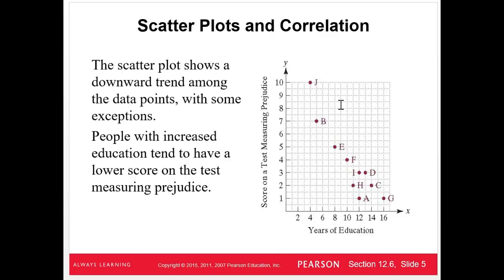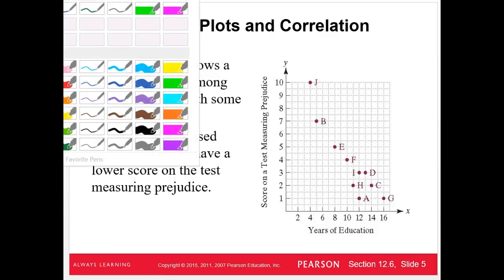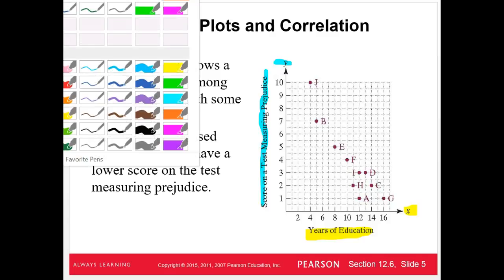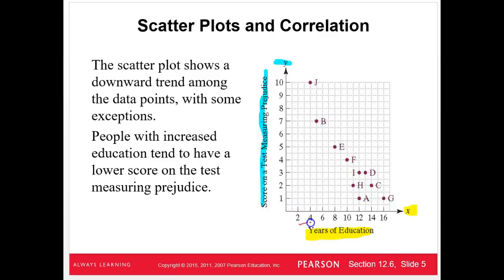So in this scatter plot, over here on the X variable, when we're plotting those points, is our years of education, and then vertically we've got a score on a test that measures prejudice. What we're seeing here is there seems to be this trend that the further we go to the right, which is more and more years of education, the lower the test scores on a test measuring prejudice. So the further we go to the right, we seem to be going down. If we had a trend line in here, it would be pointing in a downward direction as we move left to right.